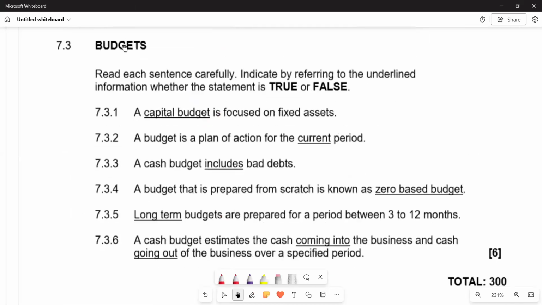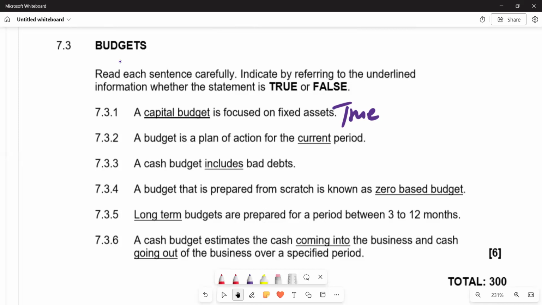Then we've got the third part, which is on budgets, which says read each sentence carefully, indicate by referring to the underlined information whether the statement is true or false. We've got 7.3.1, which says a capital budget is focused on fixed assets, which is correct, so here we are indicating it as true. So we know that a capital budget is the process of allocating resources for major capital investment, maybe in the form of machinery. So you'd see that the first statement, 7.3.1, really is true.